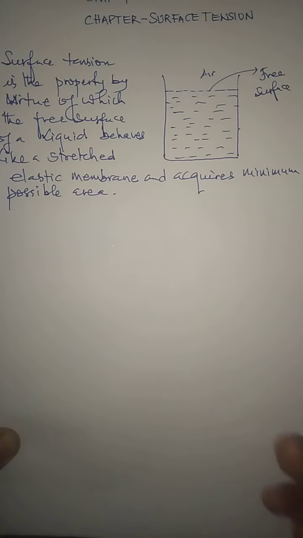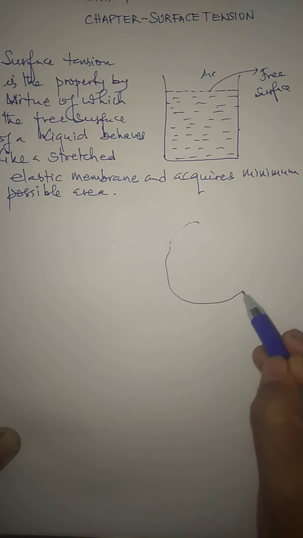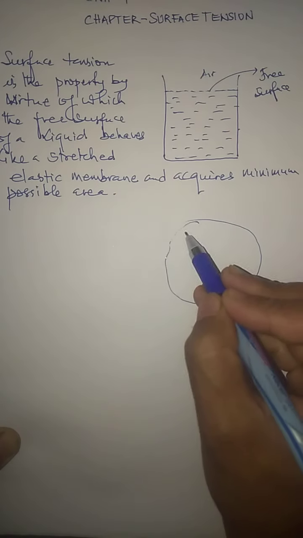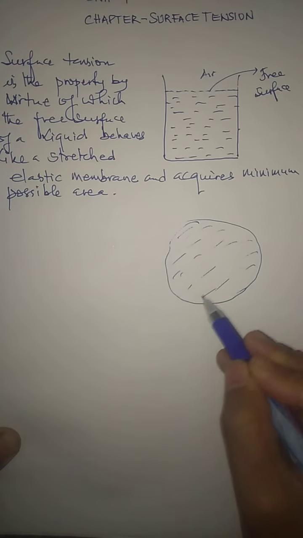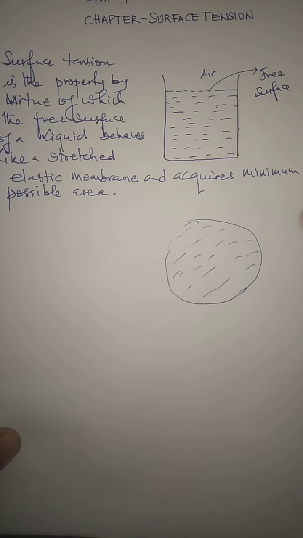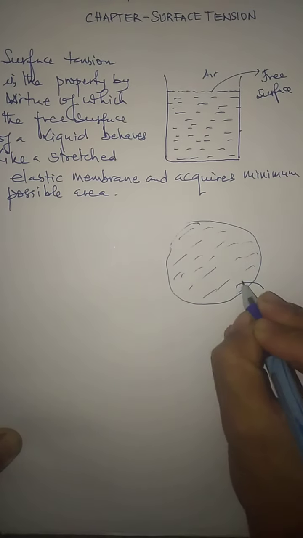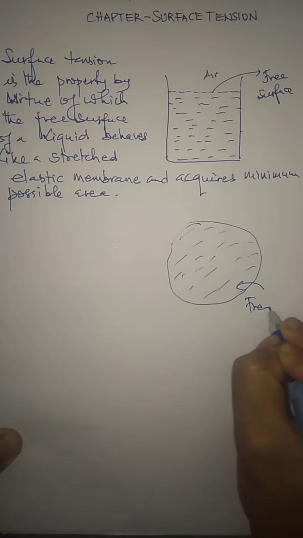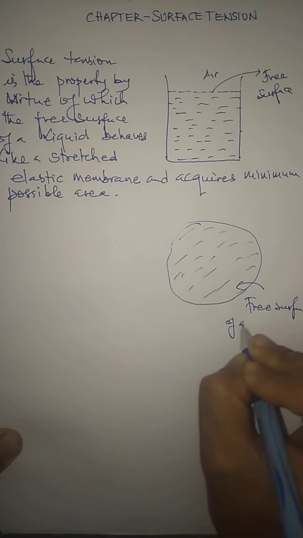Before we come to the measurement of surface tension, let me just consider a free surface. This is the free surface of the liquid. This is basically the top view, so we are just trying to see the liquid from the top. This is the free surface of a liquid.